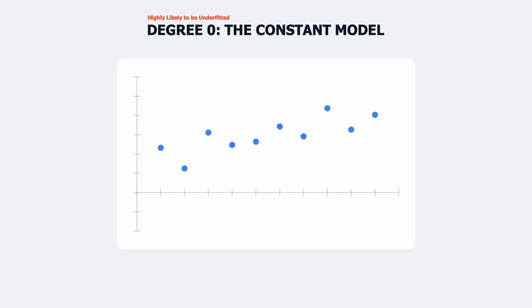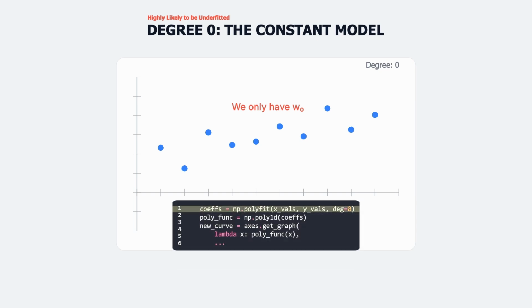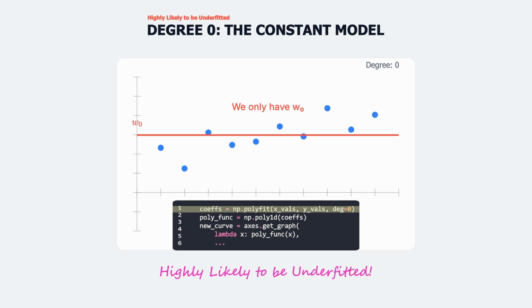Check it out, we've got 10 data points here. First, let's say we only have W0, meaning if we set our hyperparameter to 0, we get a model like this. No matter what X is, the predicted value is always just W0. If we use the housing market example where X is the square footage and Y is the price, this model predicts the exact same price no matter how big the house is. Obviously, this model is highly likely to be underfitted.